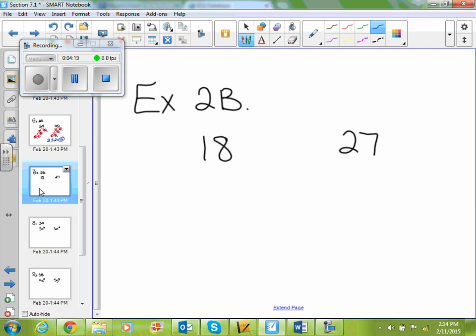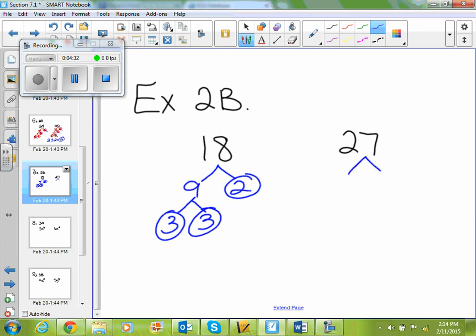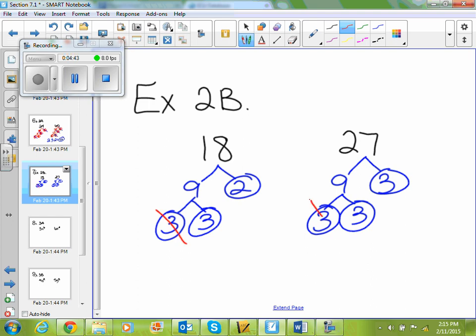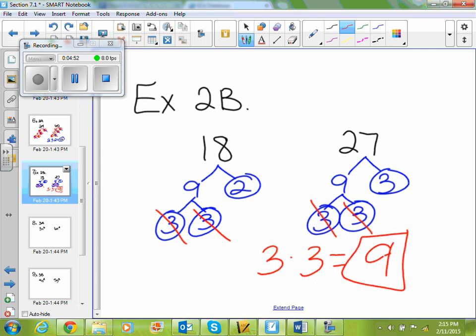Alright, so let's look at 18 and 27 then. What are two numbers that can make 18? 9 and 2. Okay, what about 9? 3 and 3. Okay. What are two numbers that make 27? 9 and 3. Okay, 3 and 3. Alright, so then what do they have in common? 3, and then they have another 3, and 3 times 3 is 9. Very good, 9. Make sense? Yes? We're following? Okay.